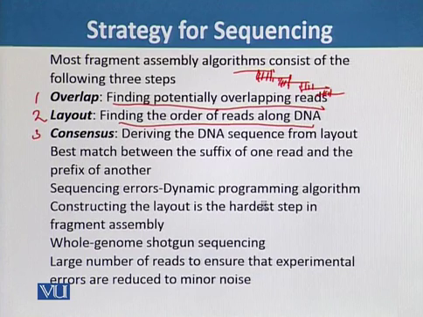So constructing the layout is the hardest step in fragment assembly. The difficulty is in deciding whether two fragments really overlap, that is, whether their differences are caused by a sequencing error or actually come from two different copies of a repeat. So repeats represent a major challenge for whole genome shotgun sequencing and make the layout problem very difficult.